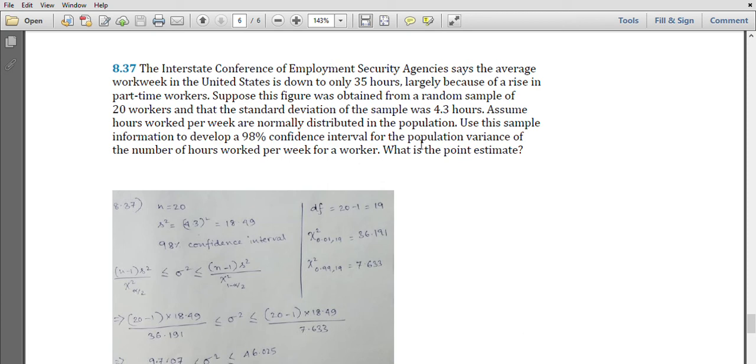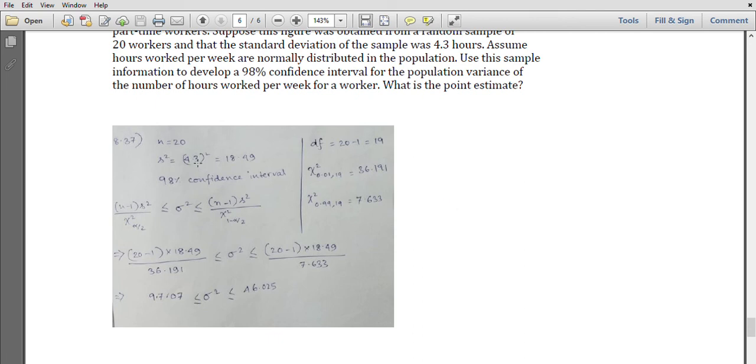So let's just scan it quickly. What do we get here? It says the average is 35 hours, and this is not important. 20 workers, this must be the sample size, small n. Standard deviation is 4.3 hours. This is the sample standard deviation, small s. Sorry, not s square, it is actually s. So standard deviation small s is equal to 4.3. In our formula we will need s square, which is nothing but our variance. So we just have to take the square of this 4.3, and we will need 98% confidence. So putting the values together, n is equal to 20, s square is 18.49, 98% confidence interval, and degrees of freedom.